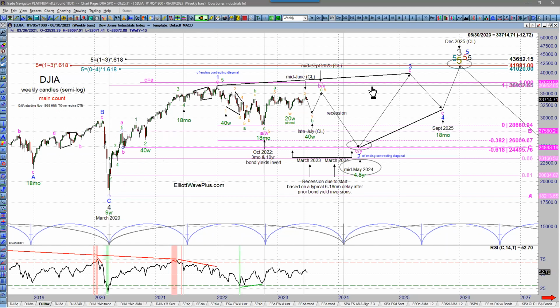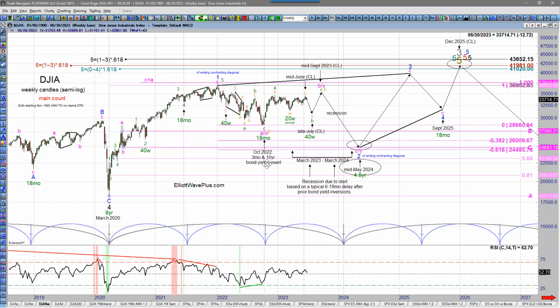So in an ending contracting diagonal, you get the most aggressive and longest of the odd numbered waves as the first wave. And then many times one of the legs of a diagonal is complex. And so I believe we're in that complex leg now. And that will take us all the way into the first or possibly the second quarter of next year.